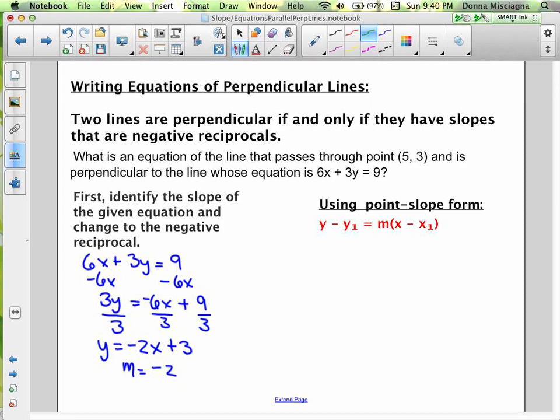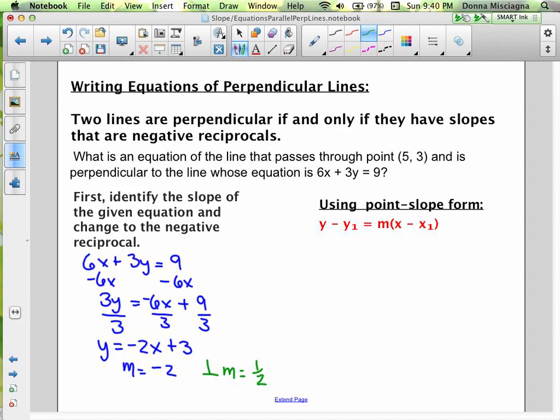We have to change it to the negative reciprocal because we're writing the equation of the perpendicular line. So for our perpendicular slope, we flip it and change the sign. Instead of negative 2, it's going to be a positive 1/2. And now we're just going to use point slope to write the equation of the line. We're always given a point, so our line is going to go through the point 5, 3.